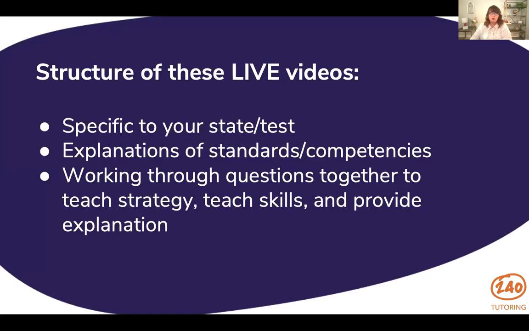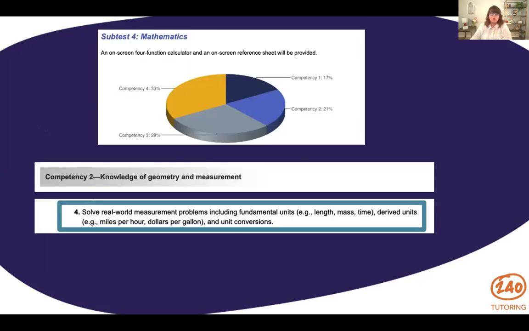So we're going to look specifically at those competencies, and then I'm going to teach you some skills and maybe give you some strategies to help you tackle these more difficult questions. So again, today we're looking at skill 4 of competency 2. Competency 2 is geometry and measurement, and this is solving real-world problems using geometry and measurement, including unit conversions. And they love to combine all that stuff to give you multiple steps to deal with. So we're going to talk about that, and I'm going to walk you through it.